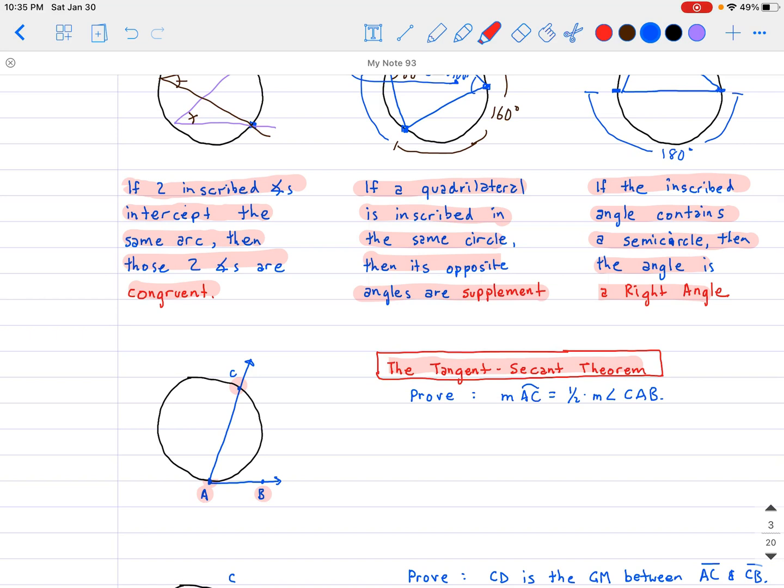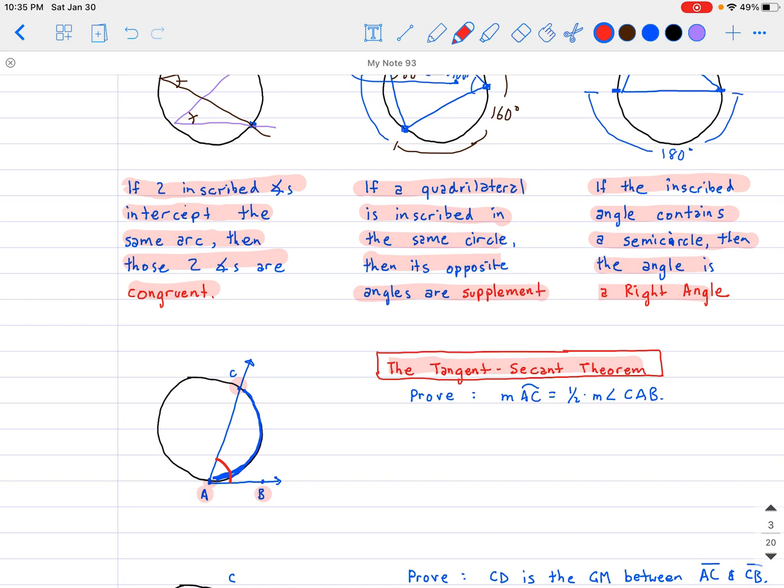What I want to do is prove that arc AC is going to be equal to half of the measurement of angle CAB. Now, angle CAB right there is going to be this guy right here. Okay, so this looks like an inscribed angle situation here.